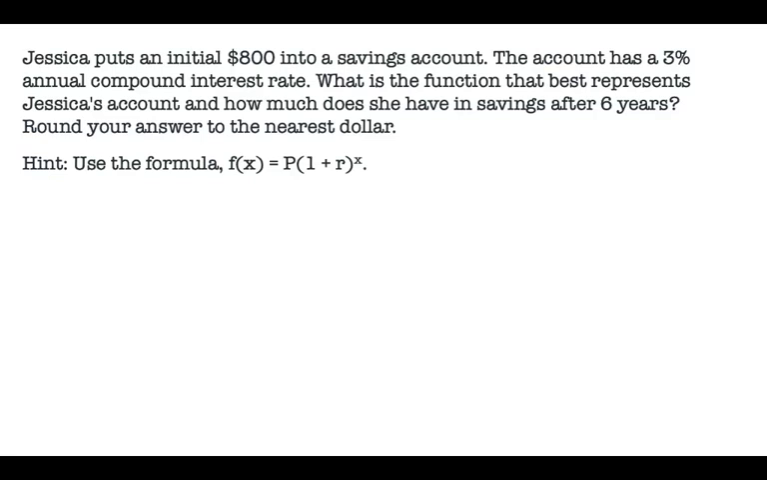All right, so we have $800, which is the principal, so that's the capital P. We have the interest rate, which is 3%, and we can't use 3%. We have to change it to a decimal. So you have to make that 3% a decimal. And then we also have the X value. X value stands for time, and they say that we have to find it after 6 years.